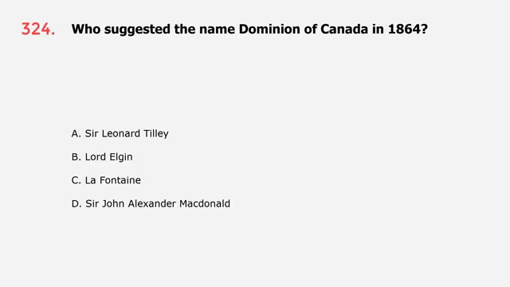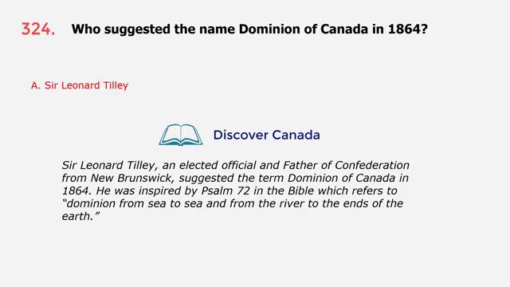Question 324. Who suggested the name Dominion of Canada in 1864? A. Sir Leonard Tilley. B. Lord Elgin. C. LaFontaine. D. Sir John Alexander Macdonald. The answer is A. Sir Leonard Tilley.